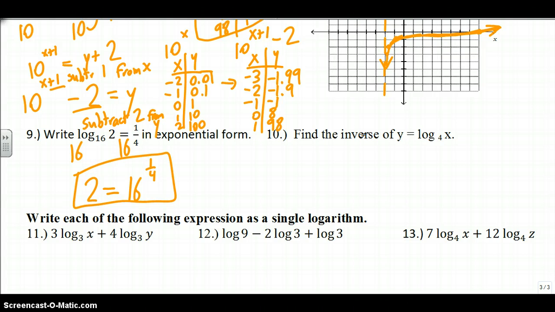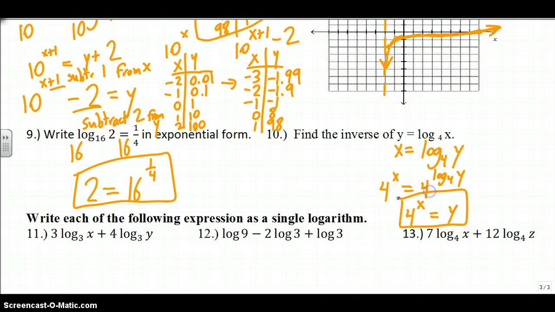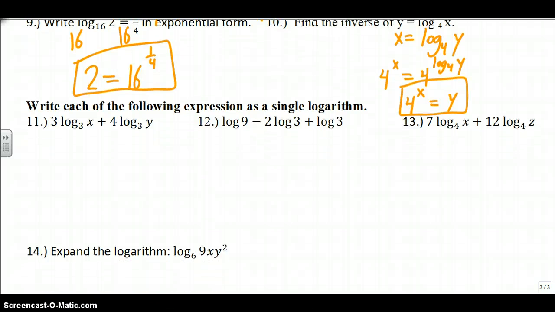Number 10, find the inverse of y equals log base 4 of x. Well, switch the x and y. And the only thing you have to do left is bump the base, which is 4. So 4 to the x equals 4 to the log base 4 of y, but again, the 4 and the log base 4 will cancel. There's your inverse, 4 to the x. Okay? So far, so good.